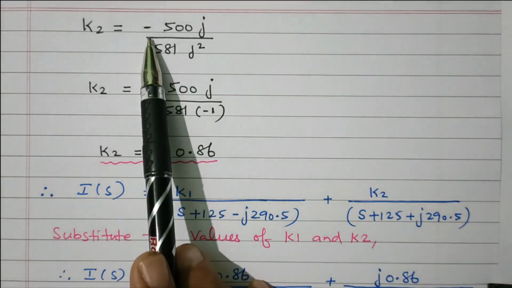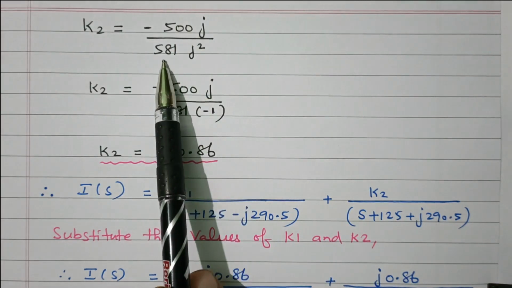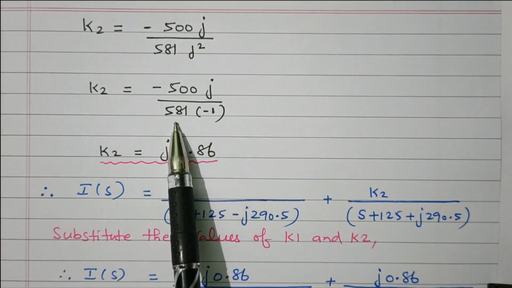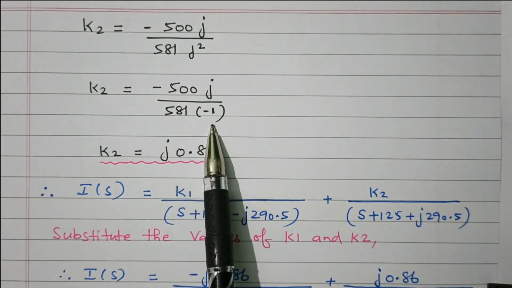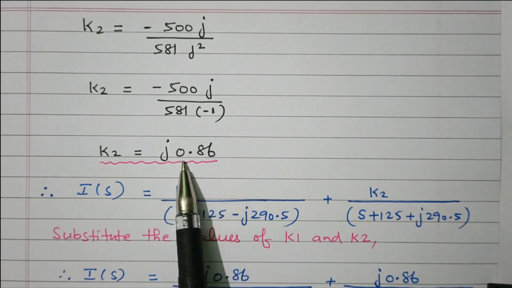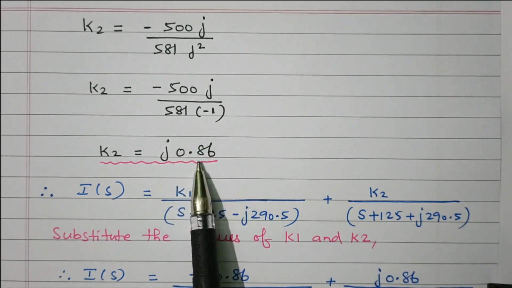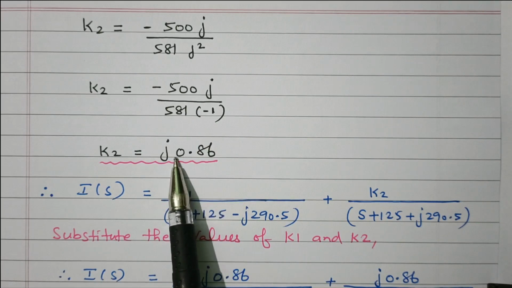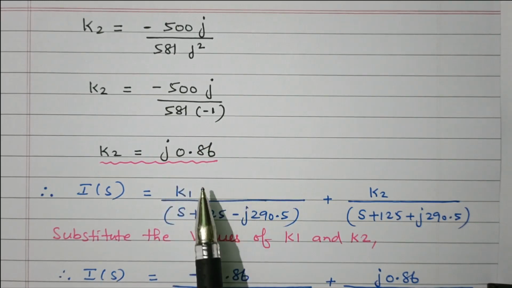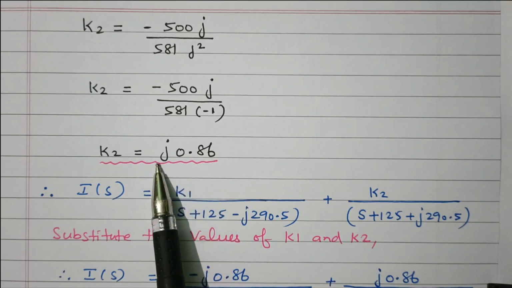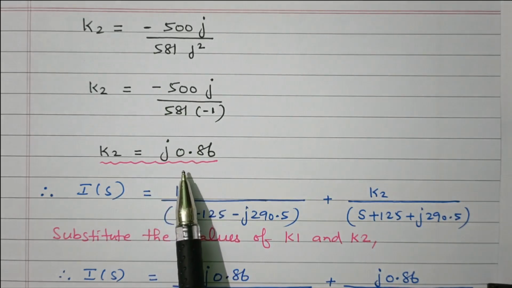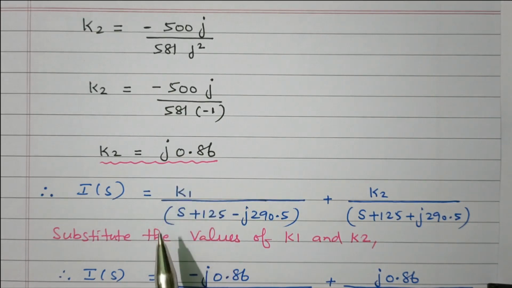So that is 500 J divided by 581 J square. So minus 500 J, 581 J square is minus 1, so minus minus got cancelled. 500 divided by 581 is 0.86. Similar to previous case, only here the negative is there. Now here also negative is removed. Right? J 0.86. K1 is minus J 0.86. Here already one minus is there, so it becomes plus J 0.86.